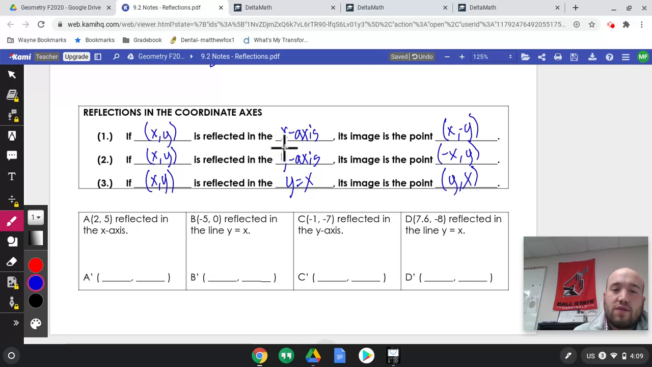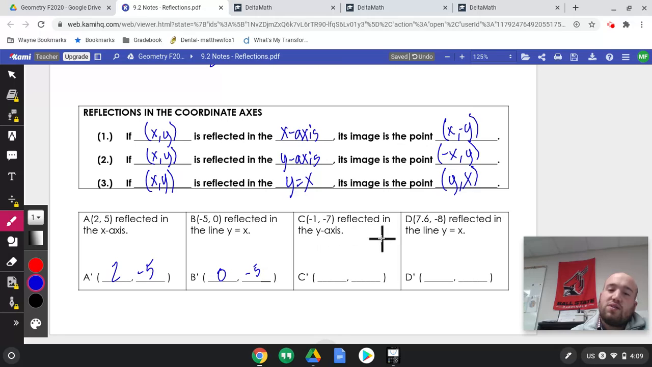So as we wrap this up, it says 2, 5 is reflected in the x-axis. So let's look. If it's reflected in the x-axis, we know the y value has to change. So that would become 2, negative 5. All right, so now the next one. Negative 5, 0 reflected in the line y equals x. That's when they switch places. So it will become 0, negative 5.